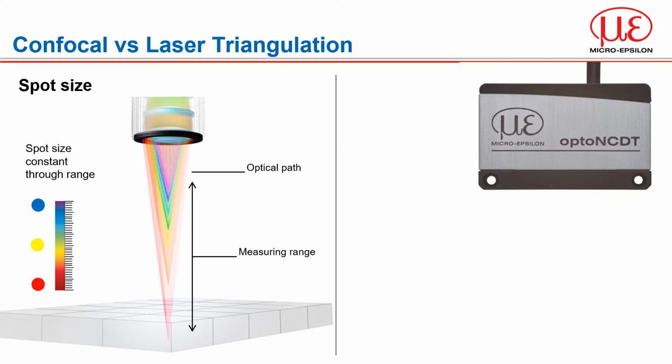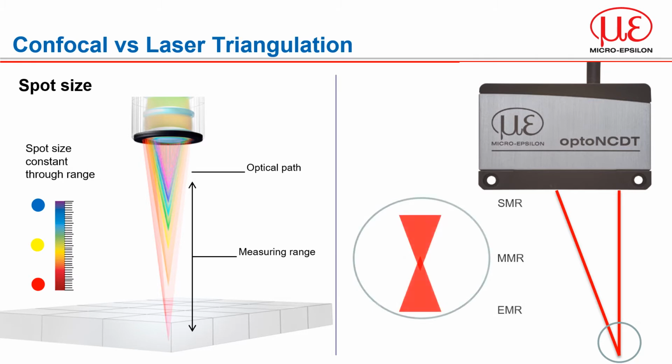Laser sensors, on the other hand, actually have a varying spot size, which, depending on the measurement range, is normally focused to the center of the range and is larger at either end. This can be important when scanning over surfaces with differing heights. Also, a laser spot size will typically be around 30 micron at the focus point.